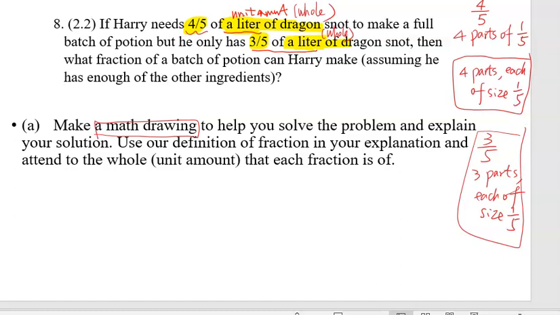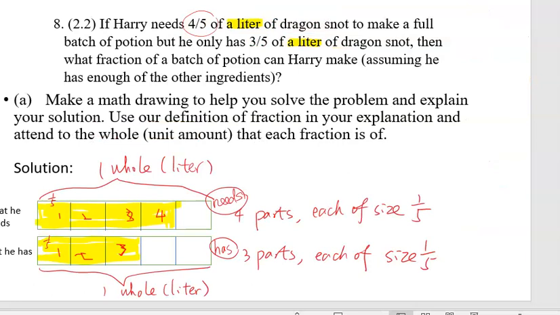So when we draw the strip diagram, here I draw two identical paper strips and divide both, because in this case both of them have the same denominator. That means I divide each of them into 5 equal parts, as you can see here. For 4/5, I highlighted 4 parts. For 3/5, because it only has 3 parts, I highlighted 3 parts. And remember, the size of each one is the same, 1/5.